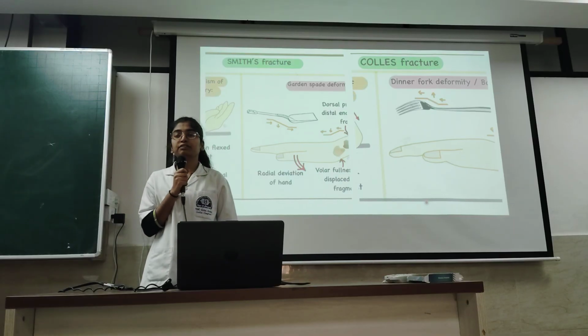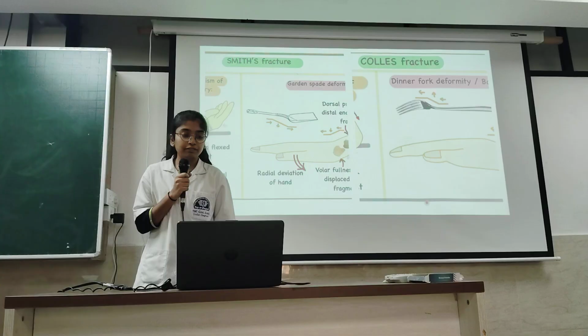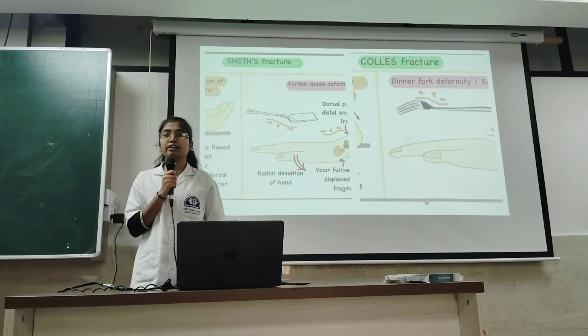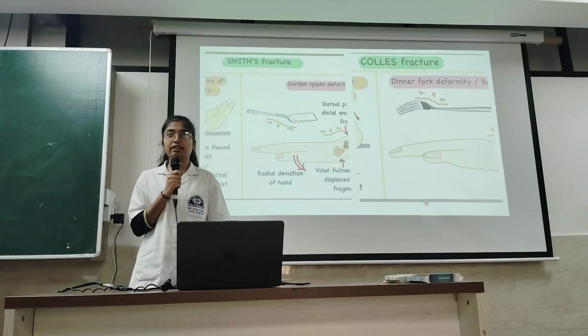In both Smith's and Colles' fracture, the distal radius gets fractured. Then what is the difference between them? In Smith's fracture, a person falls on an outstretched hand with palmar flexion, and in Colles' fracture, a person falls on an outstretched hand with the extended wrist.